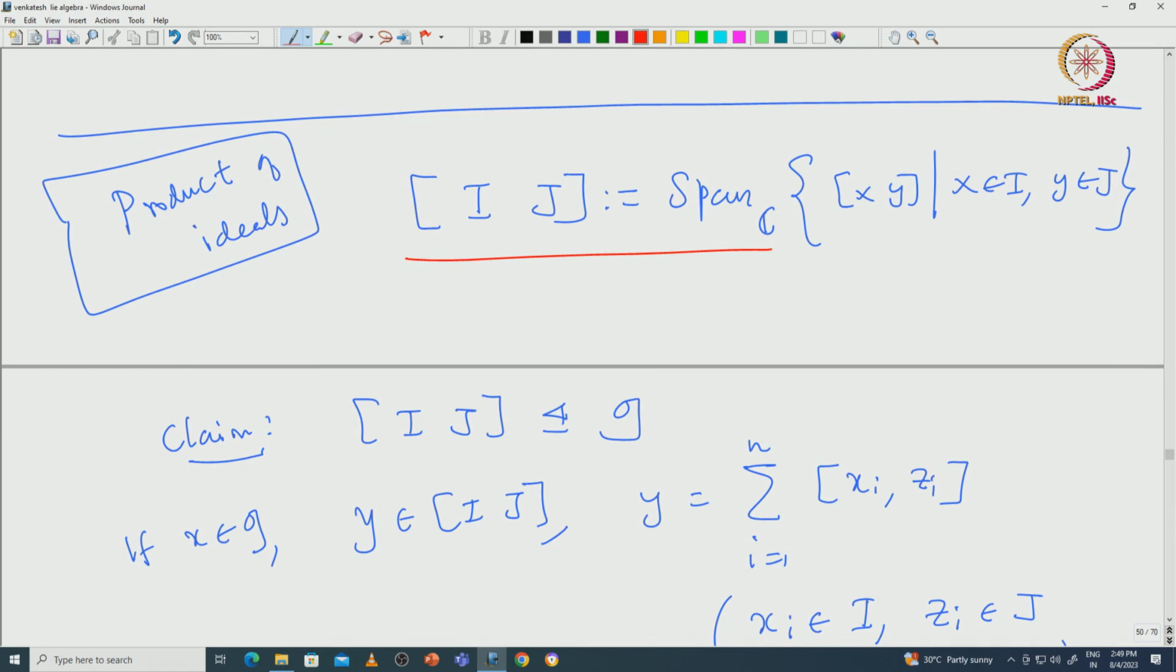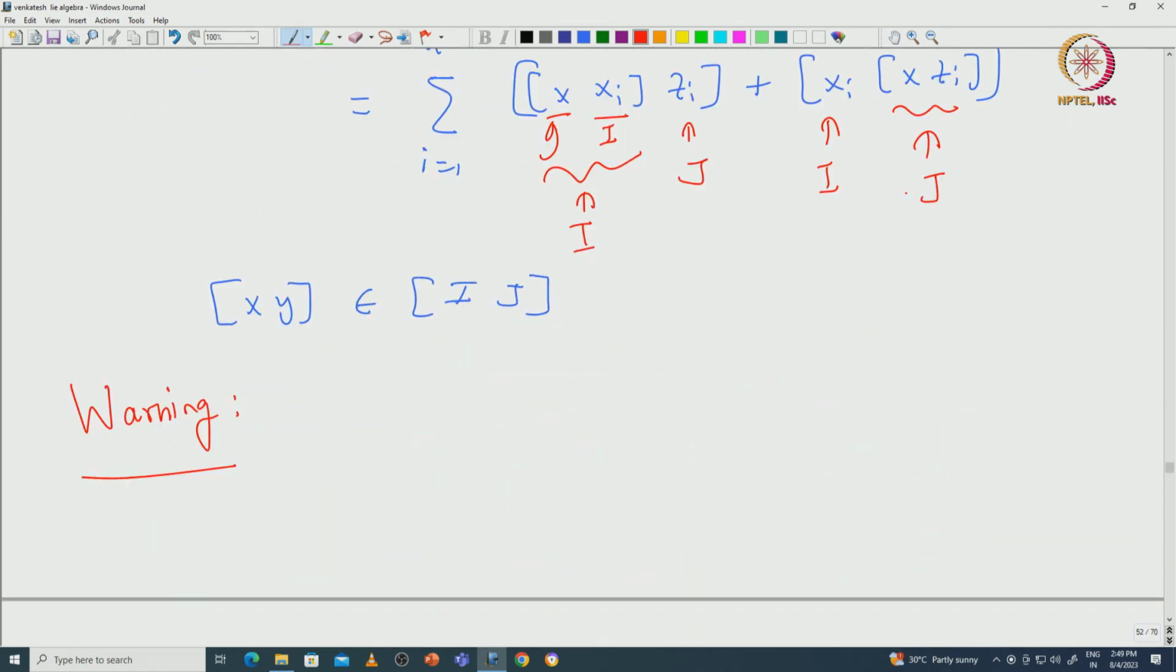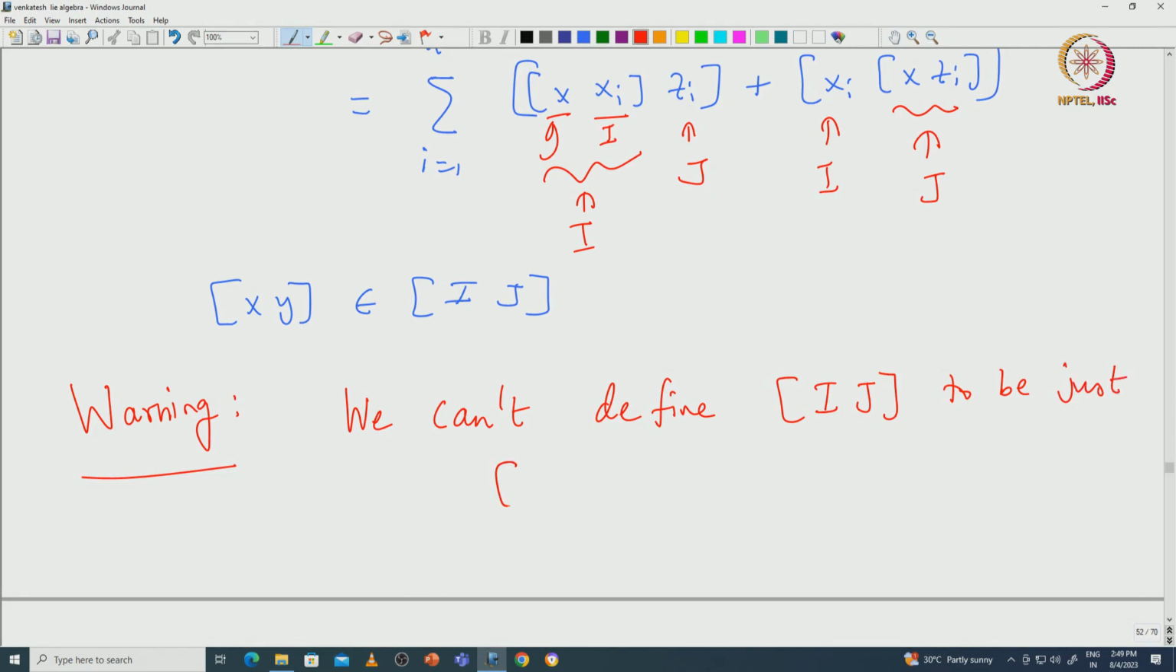But anyway, there is a very interesting question that pops up from this observation. I will just write down what I said. So, we cannot define the bracket [I, J] to be just the bracket [x, y], with x coming from I and y coming from J. Okay. So, this is actually wrong.